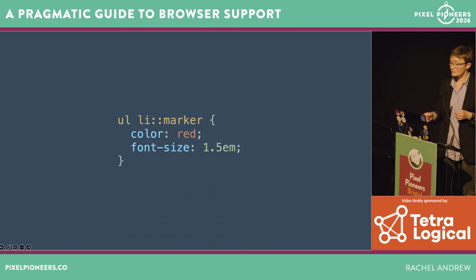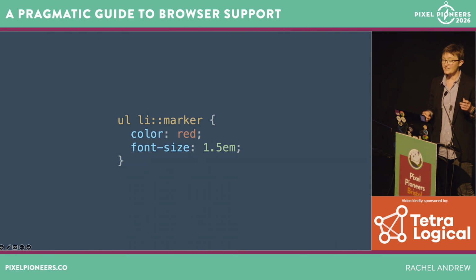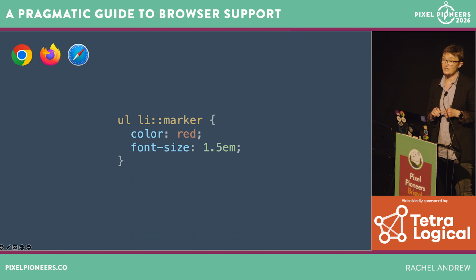So some of these features, we've got the marker pseudo-element. This lets you style list markers independently of their text. It's fully supported by Chrome and Firefox, but not Safari. But this is another feature where it's worth having a look based on what you want to do, because actually this use case, just changing the color, is supported in all of the browsers. So you can do that. It's been supported for quite a long time.